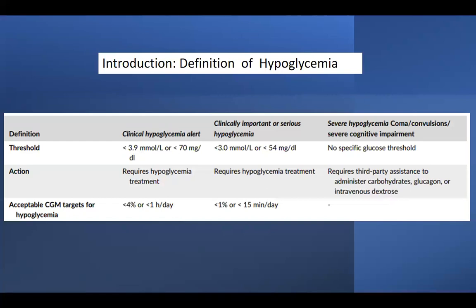Now, if you're lucky enough to have a CGM or have patients who are on a CGM, ideally you'd want a patient to spend little time at a level you consider that is less than 3.9 millimoles per liter. And then if you compare it to anything else in terms of clinically important or a serious hypoglycemia, you want it to be less than 1%. So in total, generally, you want children to have less hypoglycemic episodes as possible. Less and less.